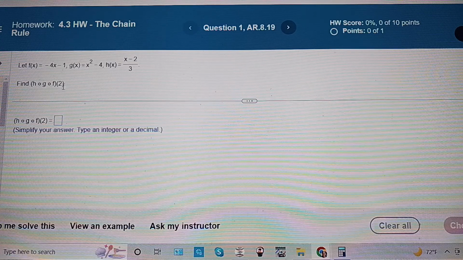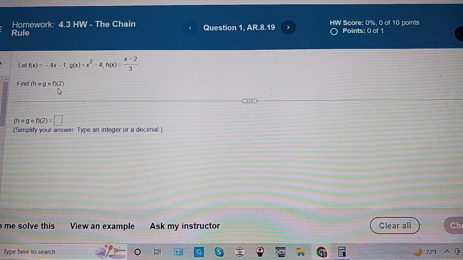When there's a number to start with, f of 2, you do that one first. You only use the 2 on the closest one first, f of 2. Then you plug that into the f function only. Put a 2 right there. Negative 4 times 2 is negative 8. Minus 1 is negative 9. So f of 2 equals negative 9.